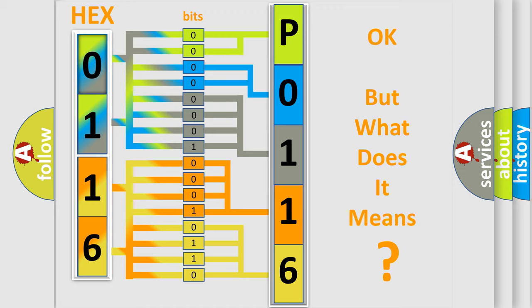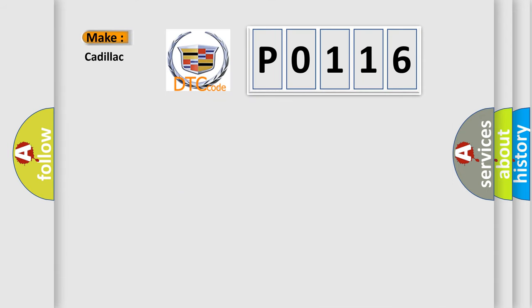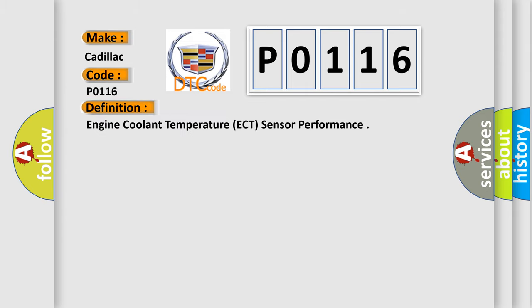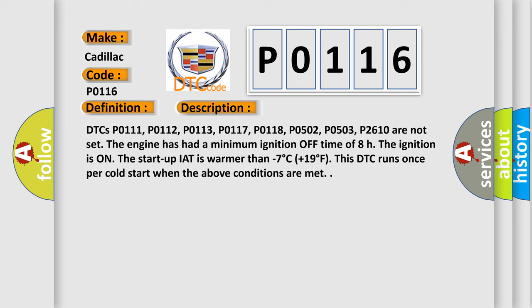The number itself does not make sense to us if we cannot assign information to what it actually expresses. So, what does the Diagnostic Trouble Code P0116 interpret specifically for Cadillac vehicles? The basic definition is engine coolant temperature, ECT, sensor performance. And now this is a short description of this DTC code.